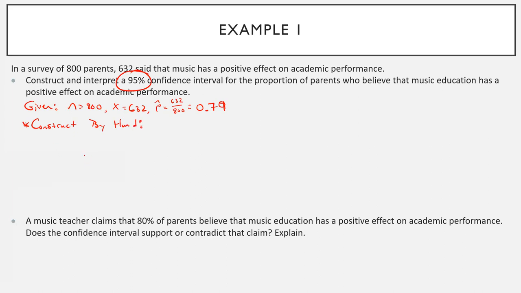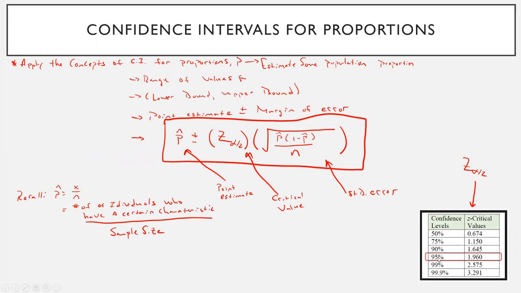Okay, so you're gonna use this formula. It's p hat, add and subtract, z of alpha divided by 2, times the square root of p hat times 1 minus p hat over n. P hat is this 0.79. Then we're going to add and subtract the critical value, this z of alpha divided by 2. Well, here's all you have to do if you're going to do this by hand. I want a 95% confidence interval. So I'm going to go back. 95% confidence interval. The critical value is 1.960, right there.